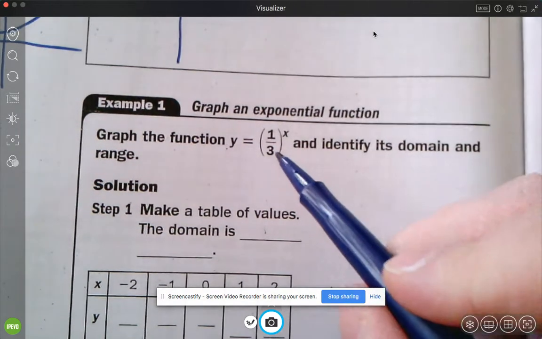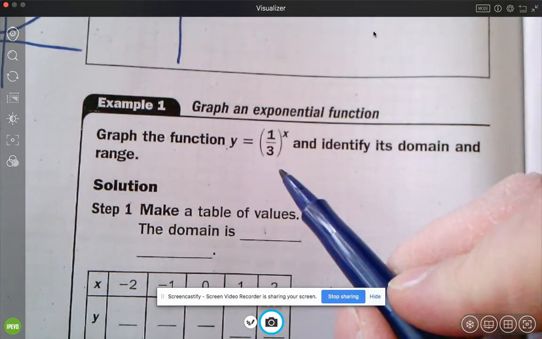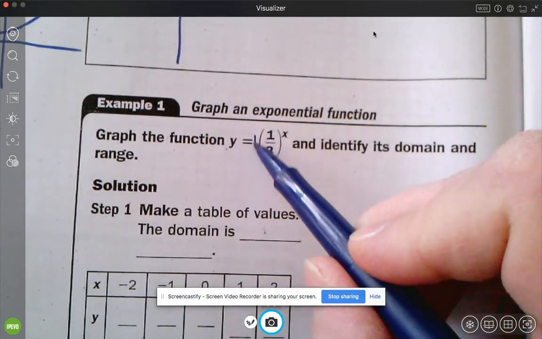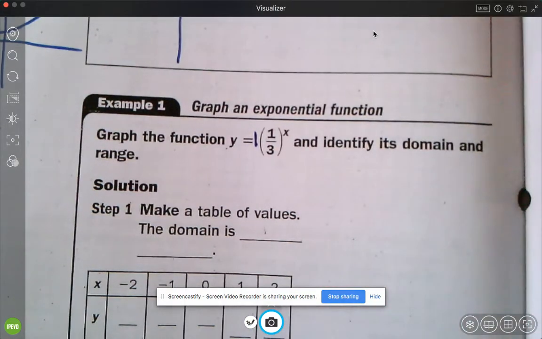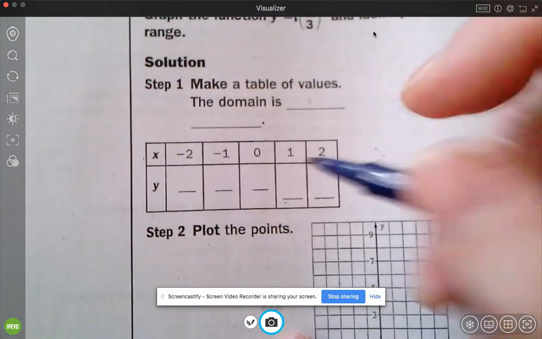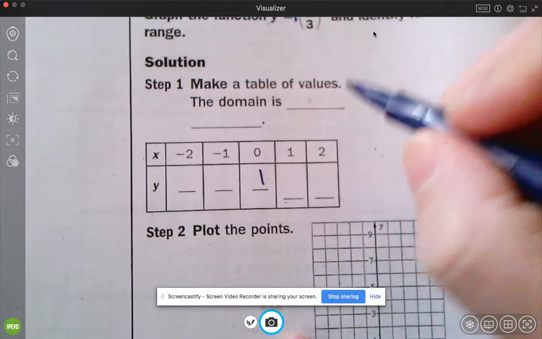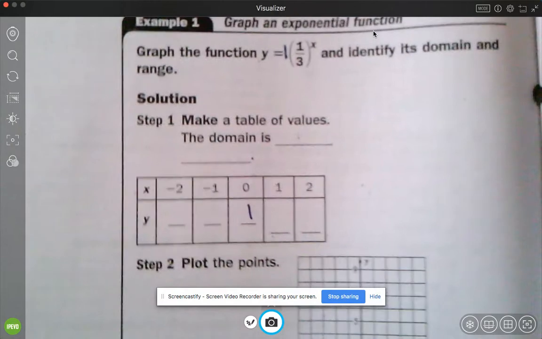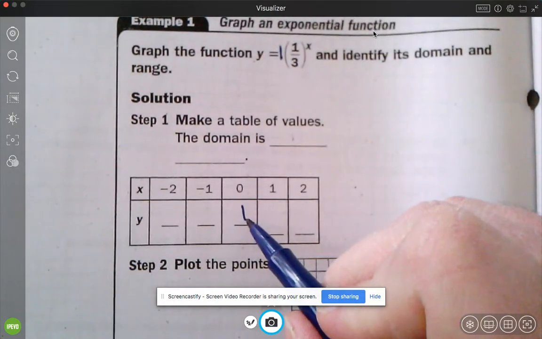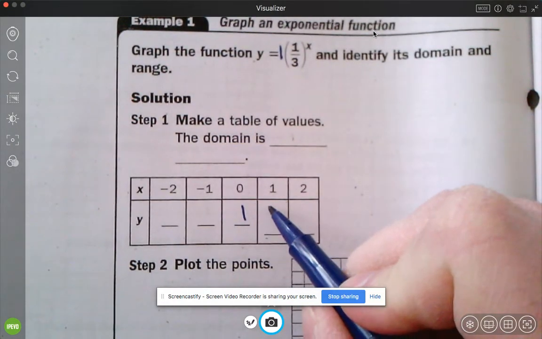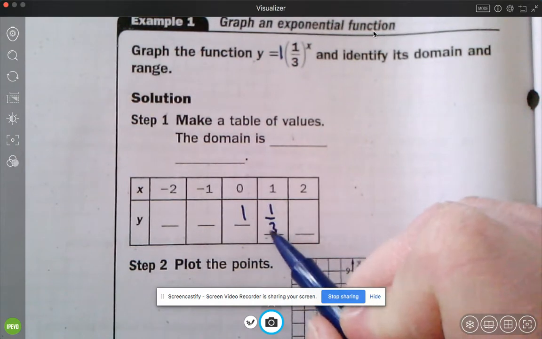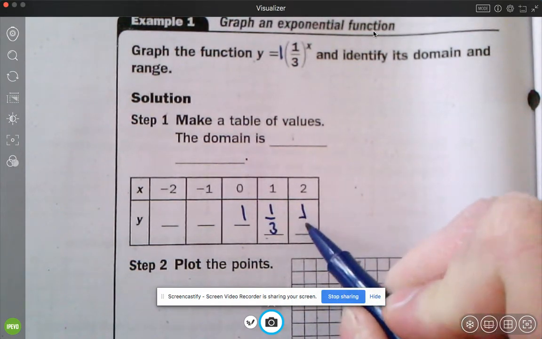Someone tell me, as we make this table, what is my starting point, my a value? Assumed 1 there. So when I make my table of values, I'm just going to start at 0 and put in a 1. Now if we keep going and keep putting in our values, we're going to keep multiplying by 1/3, our growth factor. So 1 times 1/3 is 1/3, times another 1/3 is 1/9.